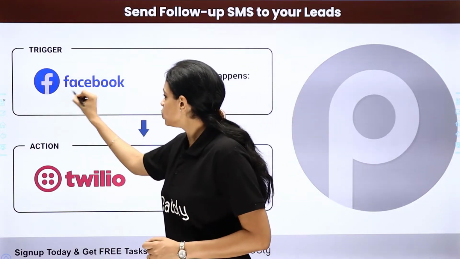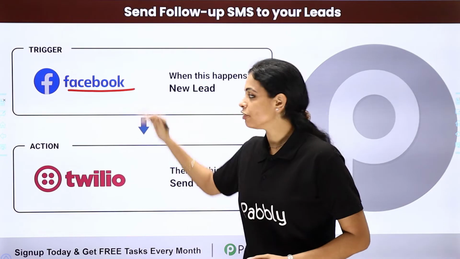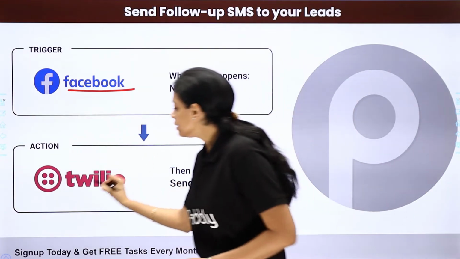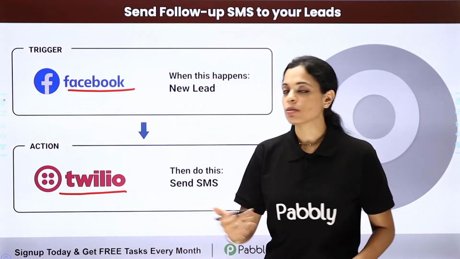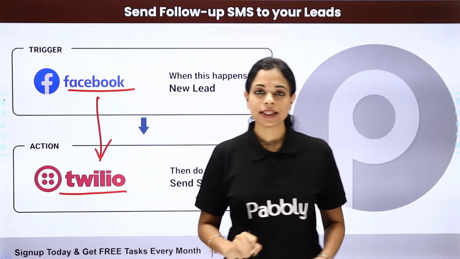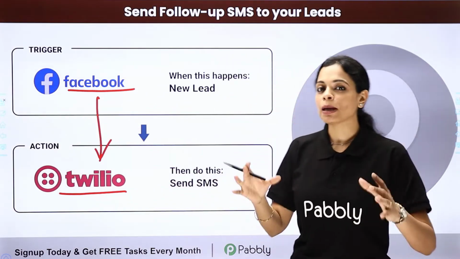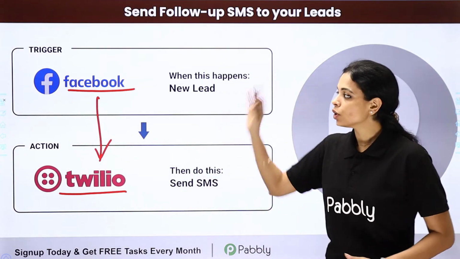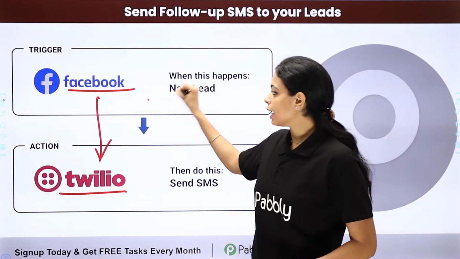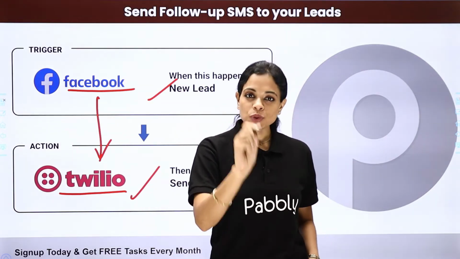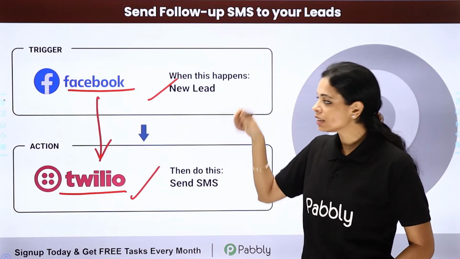For this, you will have to integrate two applications, Facebook Lead Ads and Twilio. Let's say that you are receiving leads through Facebook Lead Ads and then you are using Twilio to send SMS. So you will have to integrate these two applications so that the process can be automated. And here you are using Pabbly Connect software to do the same. Your trigger application would be Facebook Lead Ads and your action application would be Twilio. Now how can you integrate and automate this entire process yourself?